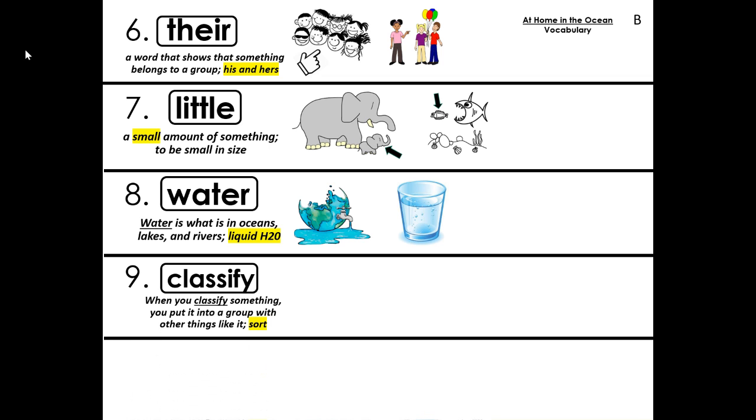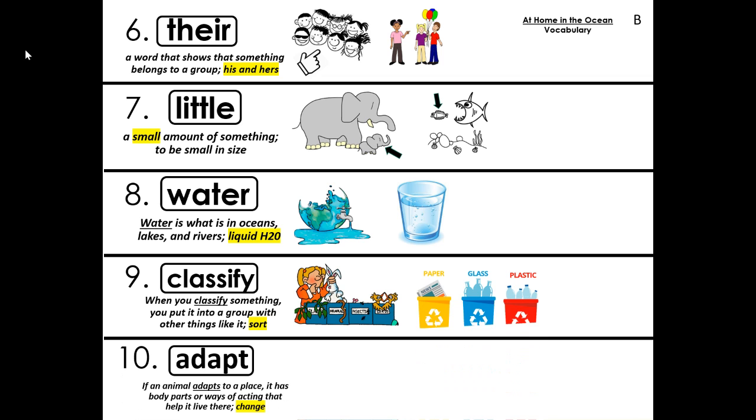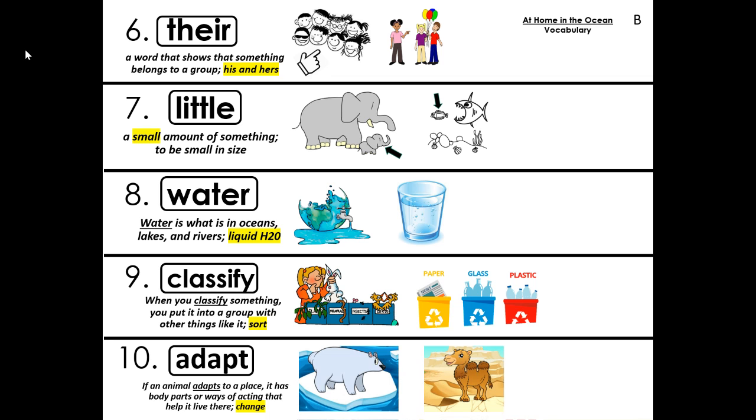Number nine, classify. When you classify something, you put it into a group with other things like it. Sorry, sort. Classify. Number 10, adapt. If an animal adapts to a place, it has body parts or ways of acting that help it live there. Change.